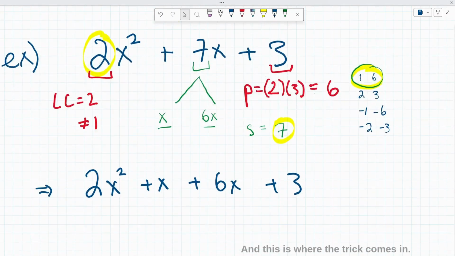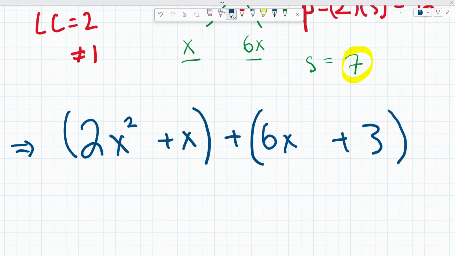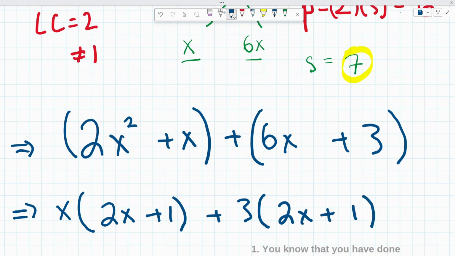And this is where the trick comes in. Now what we have to do is put brackets around our first two terms and our second two terms and see what we can factor out. From the first group, we can factor out an x, and that leaves us with 2x plus 1. From the second group, we can factor out a 3, which leaves us with 2x plus 1. You know that you have done this correctly if the expression in the first brackets equals the expression in the second brackets, because that means you can factor out that whole term.